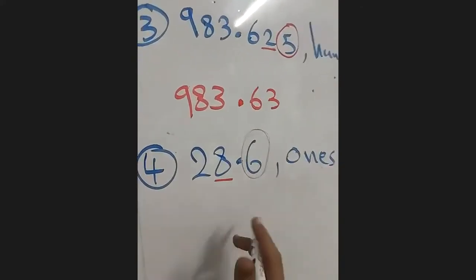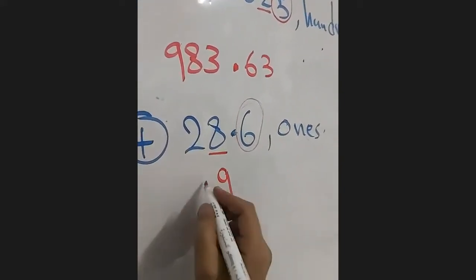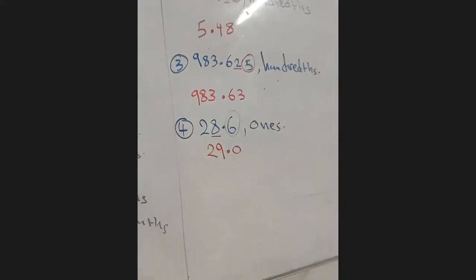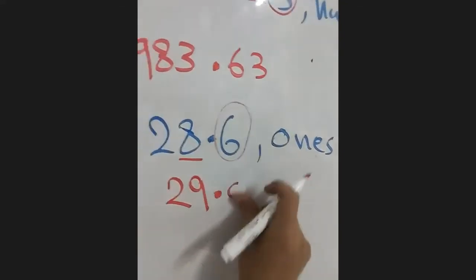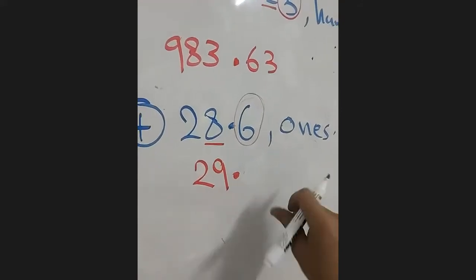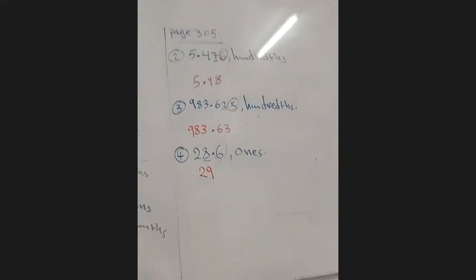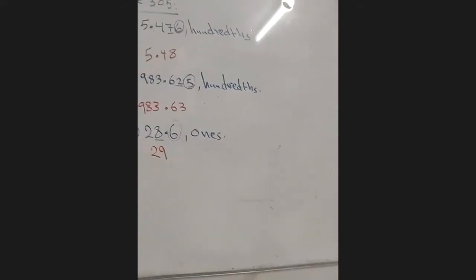So the 8 will be what? 9. And the 2 stays 2. Then the 0 here has nothing. No need for it. But this decimal, if it has nothing after it, also no need for it. So what's the rounded number here? 29. Excellent, thank you.